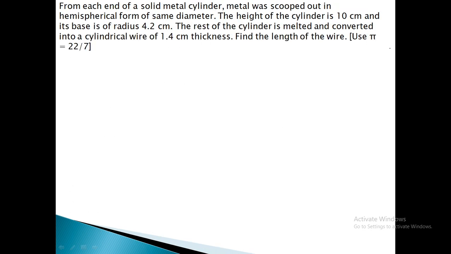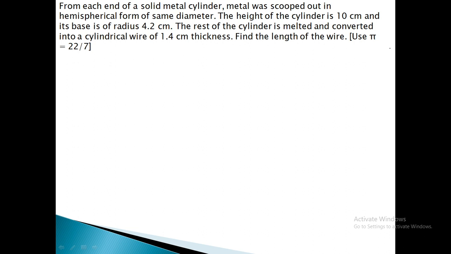Now, the next question is: from each end of a solid metal cylinder, a solid which is given in the form of a cylinder, metal was scooped out in hemispherical form of the same diameter. You have to convert the solid metal cylinder into hemispherical form with the same diameter. And we have given the height of the cylinder is 10 centimeter. Base radius is given 4.2 centimeter. You can say that the radius of the hemisphere is also given 4.2 centimeter.